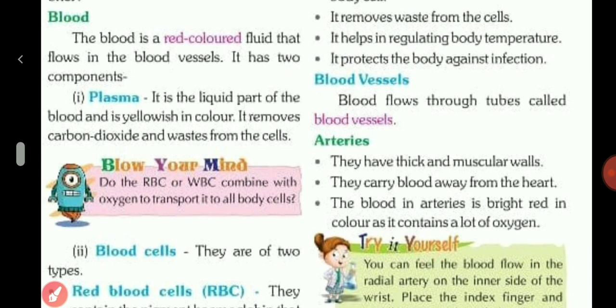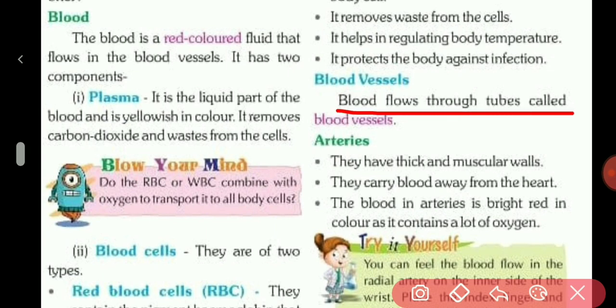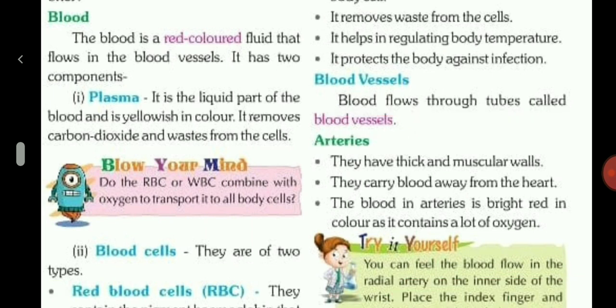What are blood vessels? Blood vessels are the tubes which carry blood to all the parts of the body. So, blood flows through tubes which is called blood vessels. There are two types of blood vessels, arteries and veins. Let us discuss the first one, which are arteries. So, what are arteries? Arteries are the blood vessels.